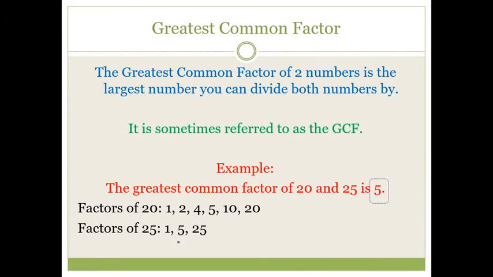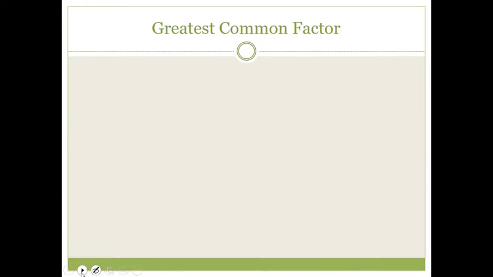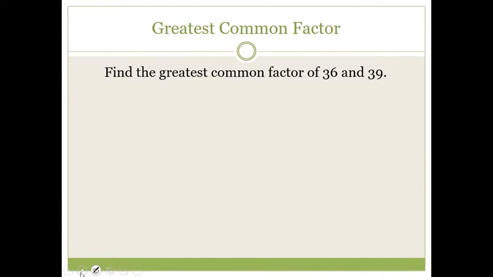5 is a factor. So now the greatest common factor is the largest number that appears on both of these lists. And here I have a 5 on the factors of 20 list, and I have a 5 on the factors of 25 list. And that's the greatest number that they share in common, so we call that the greatest common factor. So let's use that same strategy, that is making a list, to find the greatest common factor of 36 and 39.